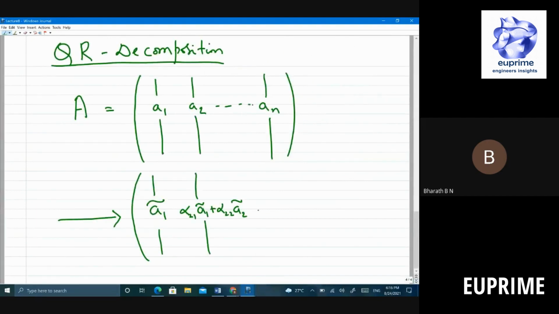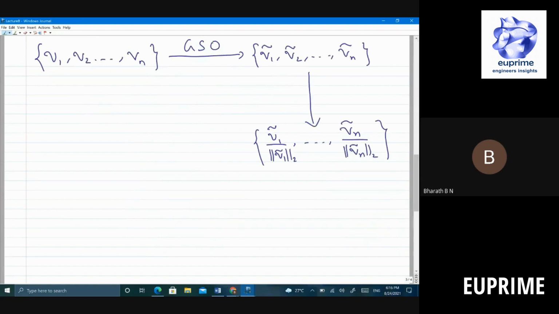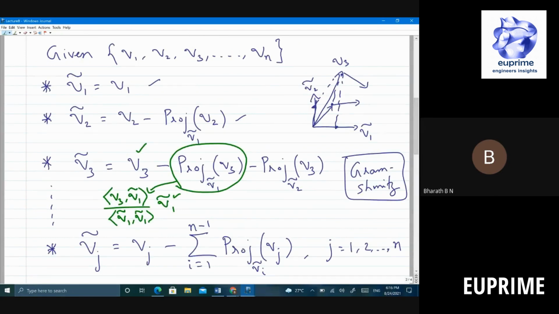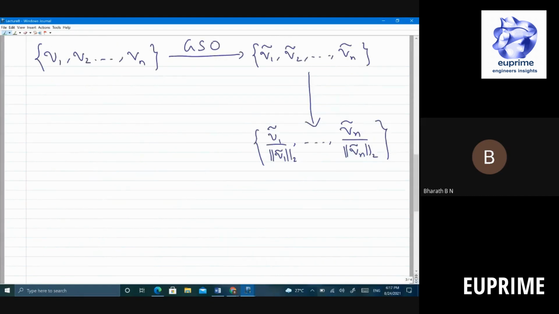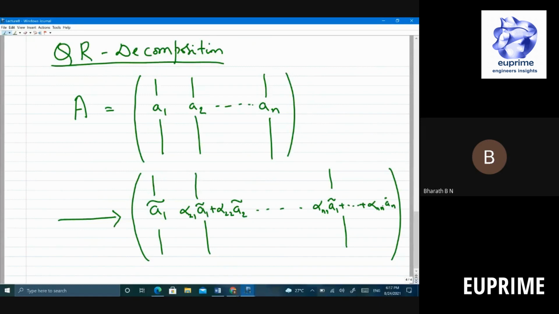So I can write this and so on. What will be the last one? Alpha N1 A1 tilde, and so on, alpha NN AN tilde or AN, right? So this is what we get. Do you agree? The last one is a linear combination of all the previous, right? So that's what we get, right? Is that clear? So what will be the last one? Vn tilde. It's Vn minus something, right? So it will be a linear combination of all Vn's or Vn tilde, whatever you want to call it.